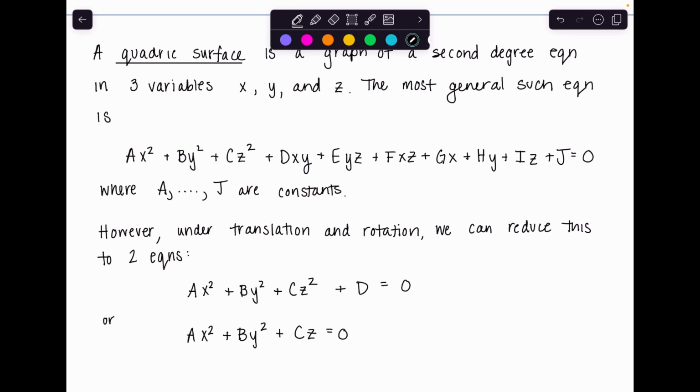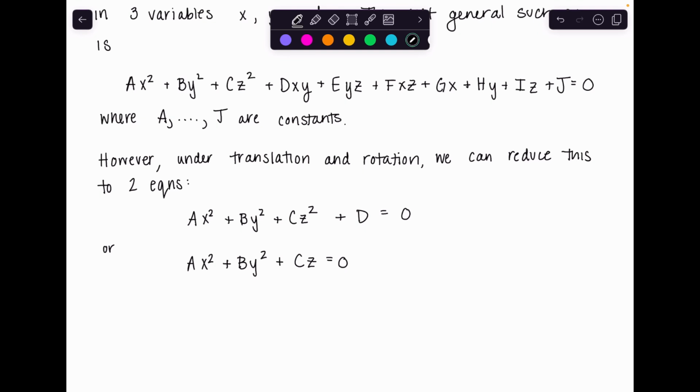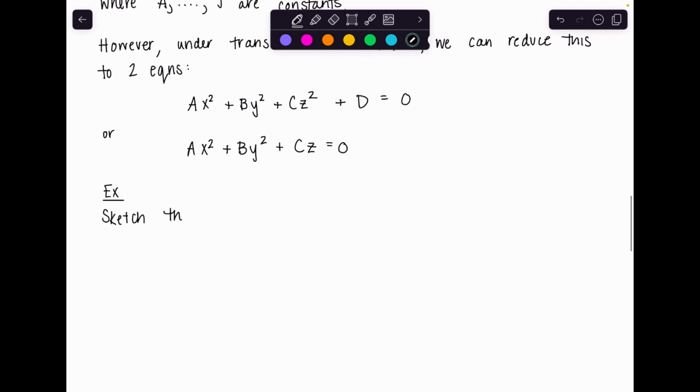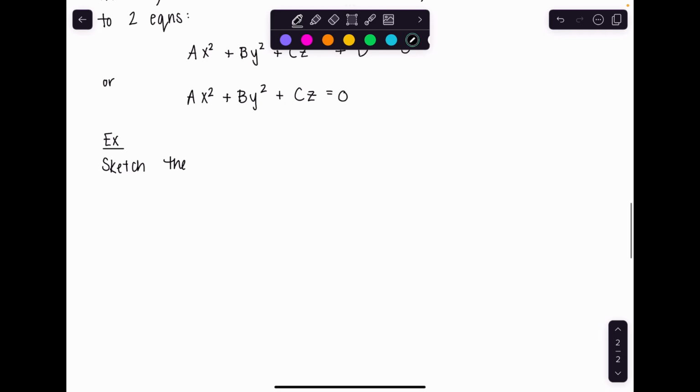So really all I have in this section is we're going to do a bunch of sketching the surfaces, and then we're going to figure out what the name of that is going to look like. So for our first one, we're going to sketch the surface, which is 4x squared plus 4y squared plus z squared equals 16.